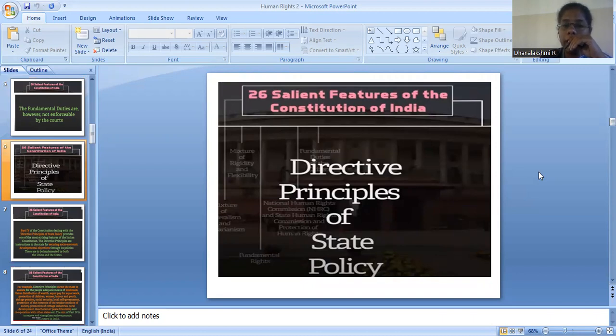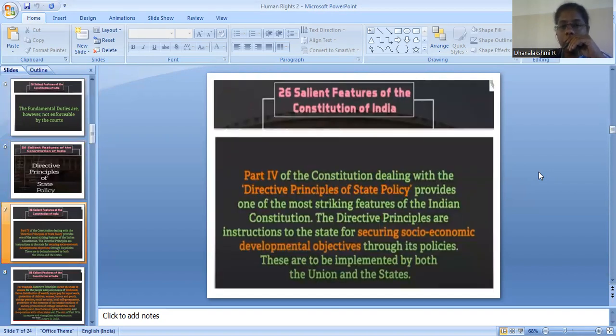Then we have the Directive Principles of State Policy, DPSP as we say. Part 4 of the Constitution, dealing with the Directive Principles of State Policy, provides one of the most striking features of the Indian Constitution. Directive principles are instructions to the state for securing socio-economic developmental objectives through its policies. So the state should secure socio-economic development through its policies, and this should be implemented by both the Union and the states.